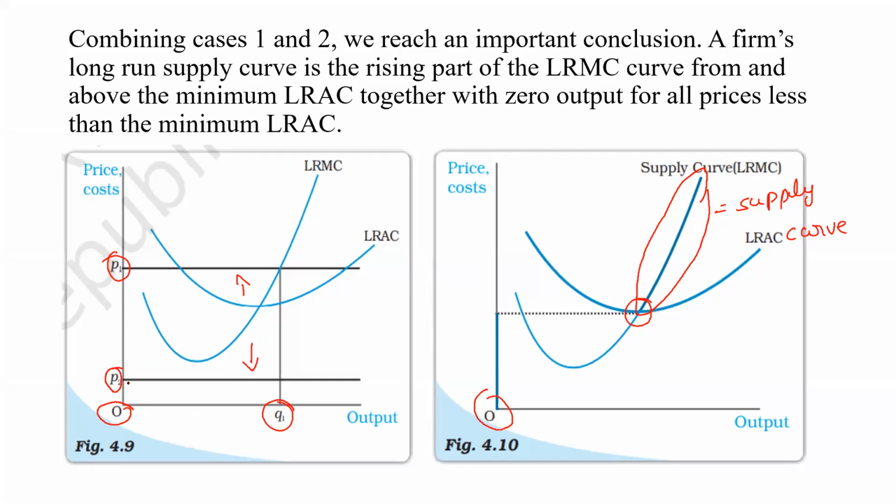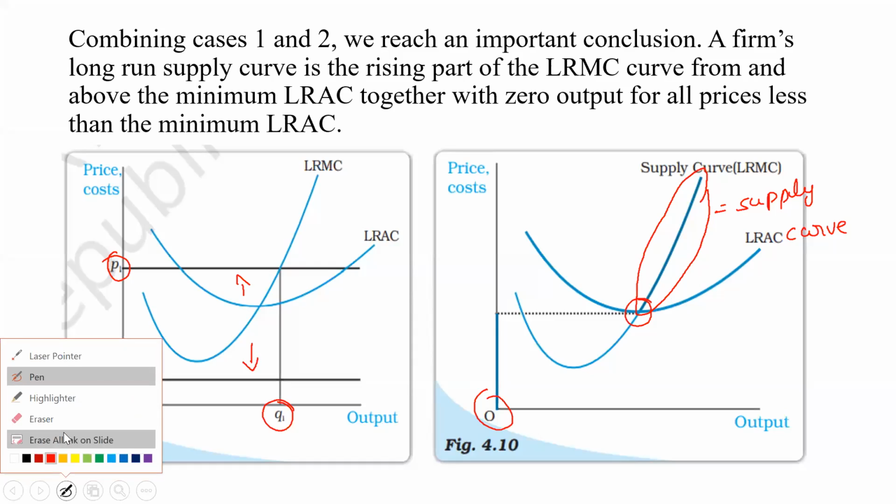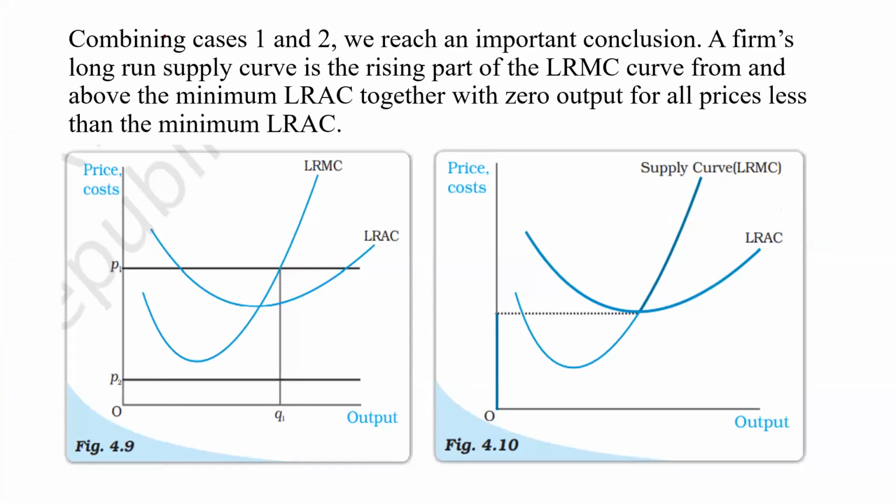I hope you are clear with this long run and short run. In both long run and short run, the supply curve will be the rising part of marginal cost. In short run, the rising part of short run marginal cost. In long run, the rising part of long run marginal cost curve. I hope you are clear with this concept. Does anyone have a doubt in this concept?